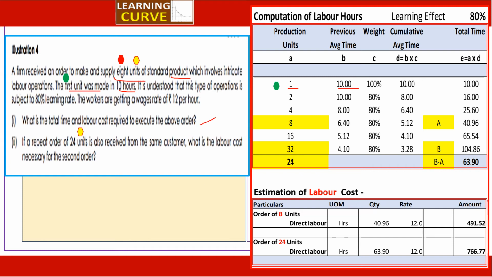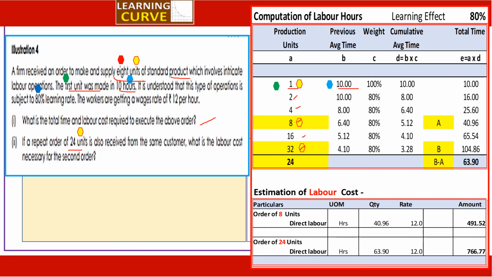That is the question. Now, as we saw, when it comes to production, we normally keep on doubling line by line, 1, 2, 4, 8. And we have got one more order for 24 units also. 24 plus 8 is 32, means 8, 16, 32. This is how we proceed for the sake of our calculation. 1 to 8 to 16 to 32. For the first unit, we used 10 hours.